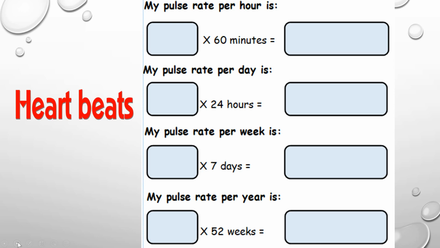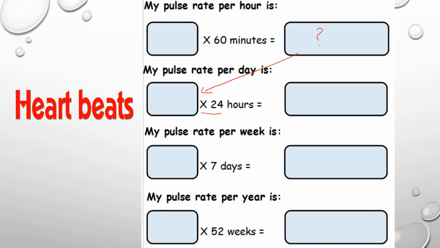Show your workings at the side, so there's plenty of space on page 29 to do this. I do not want you to use a calculator. I want you to use long multiplication if you can, please. Once you've got your pulse rate per hour, we know that there are 24 hours in a day. So you would write whatever your pulse rate is per hour into this box, and to work out your pulse rate per day, you would multiply this by 24.